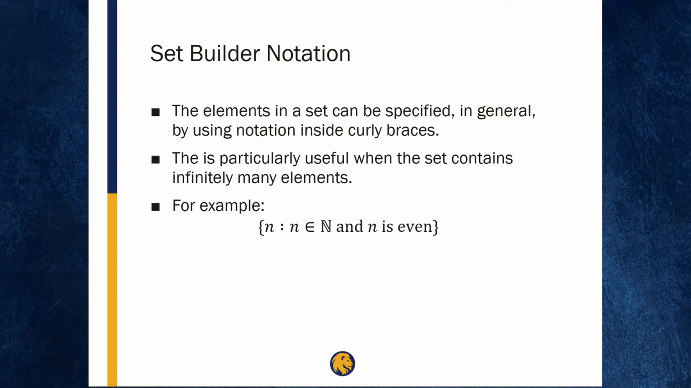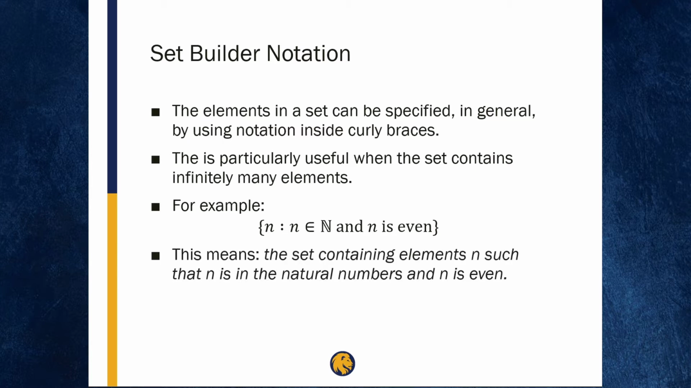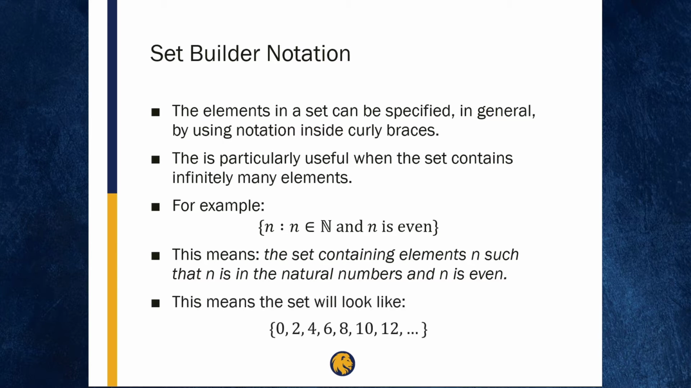In curly braces, we have n colon, n element of the natural numbers, and n is even. This is read: the set containing elements n such that n is in the natural numbers and n is even. So if we want to list out a few elements of this set, it would look something like 0, 2, 4, 6, 8, 10, 12, and dot, dot, dot from there because it keeps on going forever.